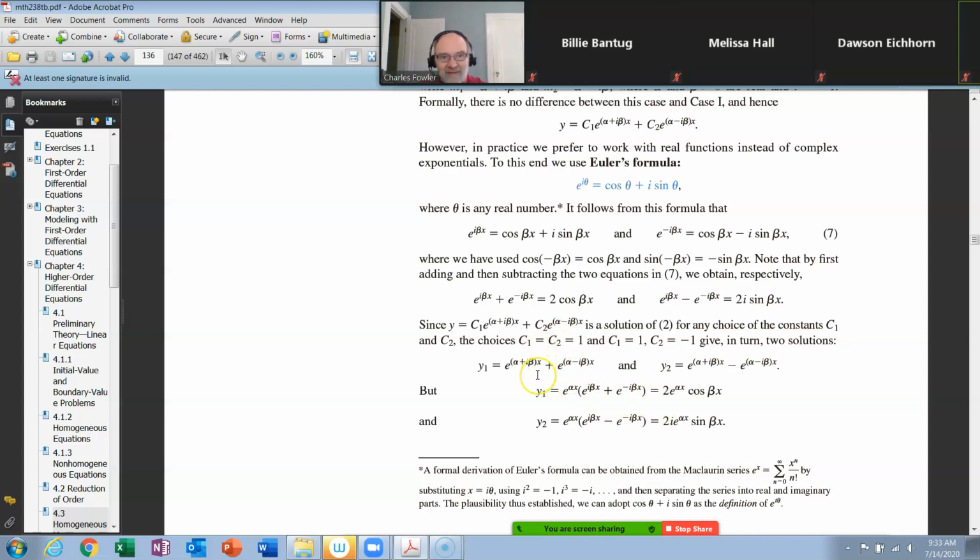Plugging this thing here, 2 cosine beta x, in there, you get 2e to the alpha x times cosine beta x. And plugging in y2, this, you get e to the alpha x times this difference here, which is 2i e to the alpha x sine beta x. I would have put the e to the alpha x out front, but they didn't.